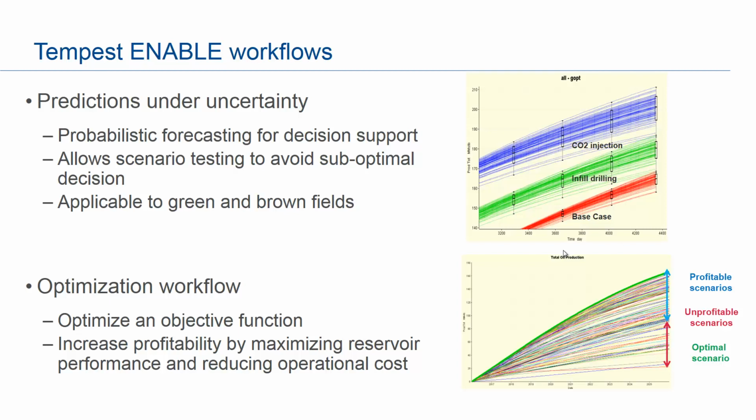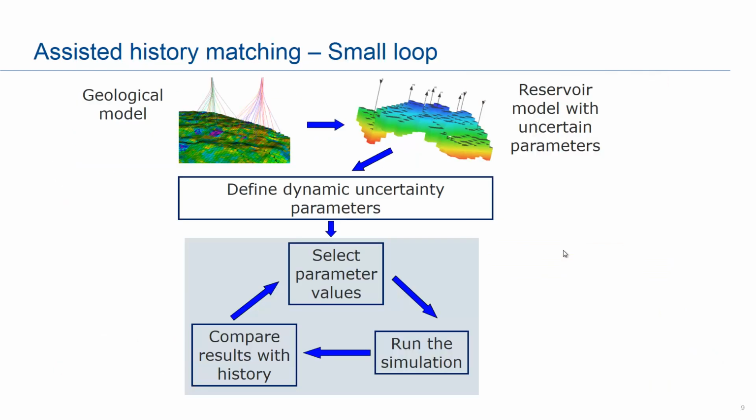So once you have identified the optimal field development plan, then you can further optimize. You can use the optimization workflow in Tempest Enable to optimize various user control parameters to optimize an objective function, which is usually an economic one. For instance, you might want to optimize the net present value, or you might want to reduce the upfront cost of a certain field development plan. The ultimate purpose is to increase the profitability from your field by maximizing the reservoir performance and reducing the operational cost in the future.